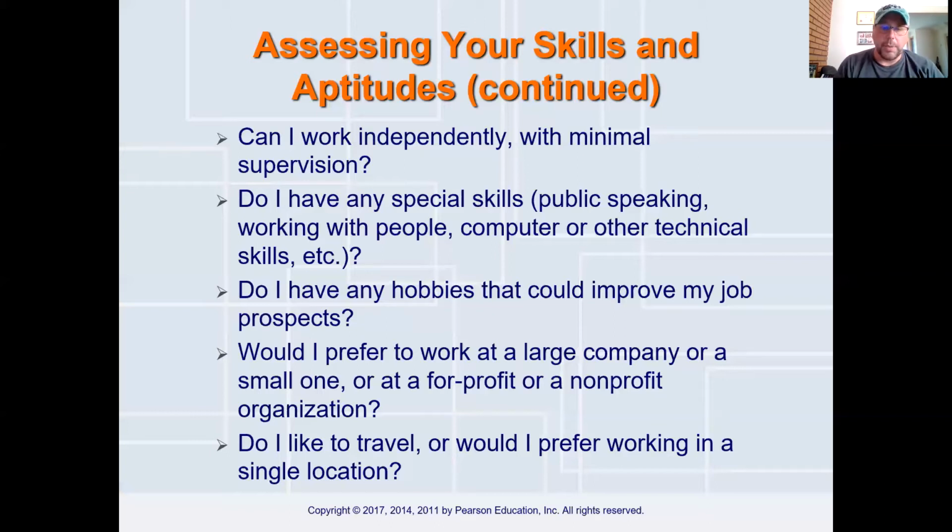Those are some big decisions, and I glazed over that stuff. I recommend that you go in and do some research into that yourself, and specifically read Chapter 16 of this module. Do I like to travel, or would I prefer working in a single location?